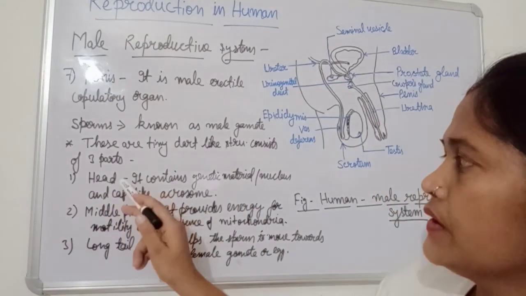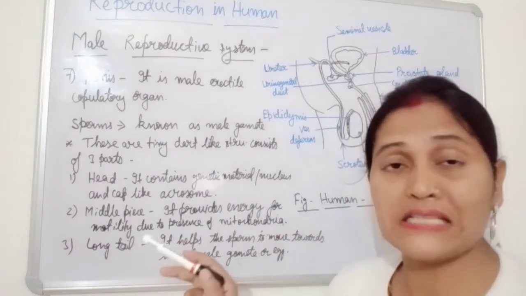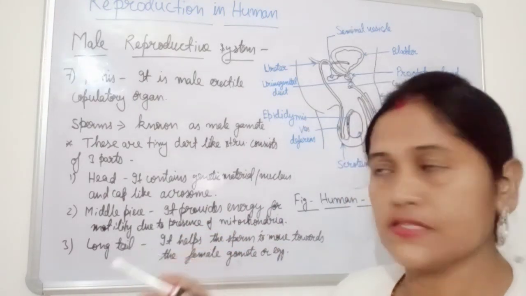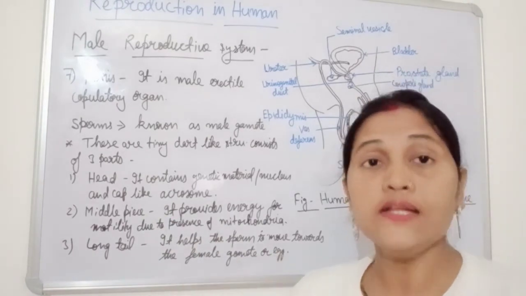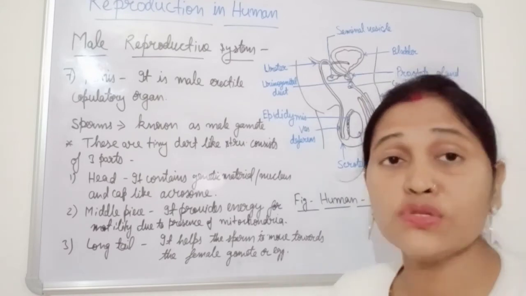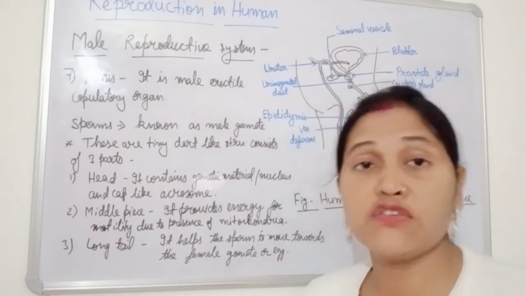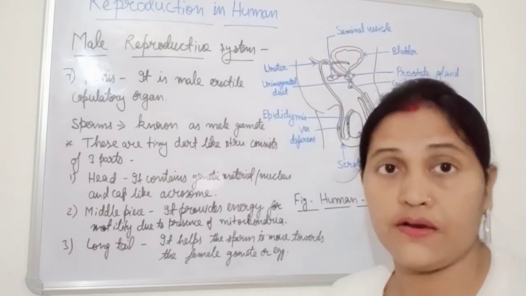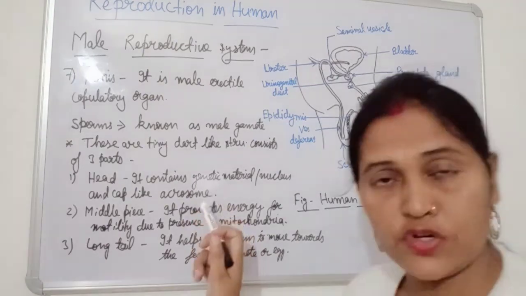The head of a sperm contains genetic material, the nucleus, and it is a conical structure due to the presence of the acrosome, and this acrosome is very important. Why? Because it plays a significant role in penetration of the egg. The acrosome helps in the penetration of the egg.